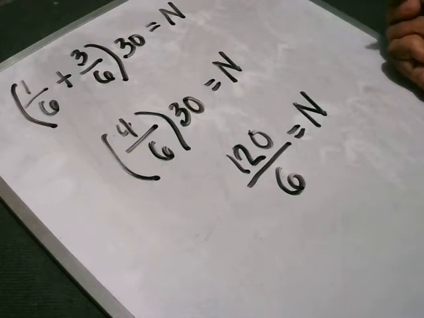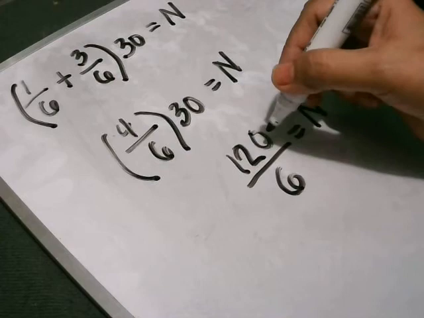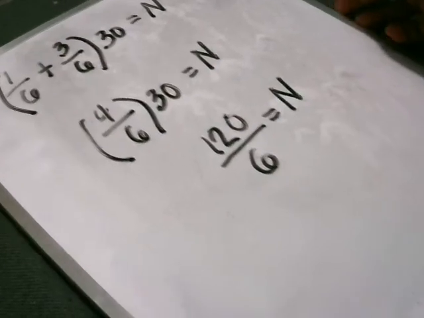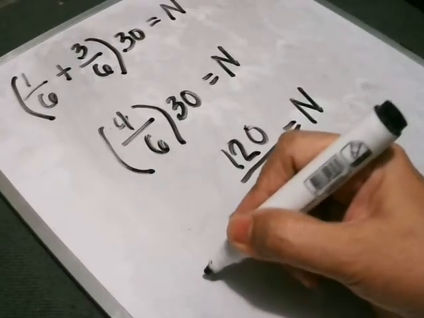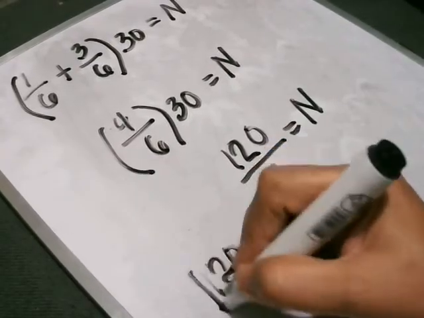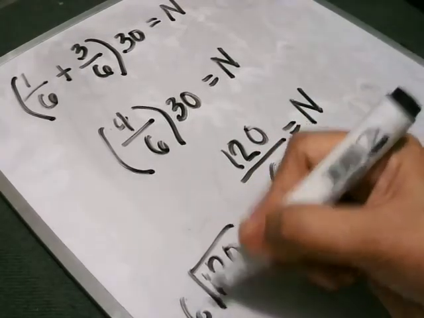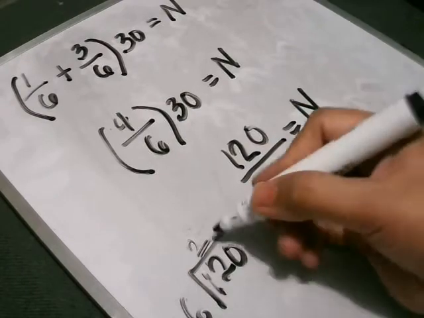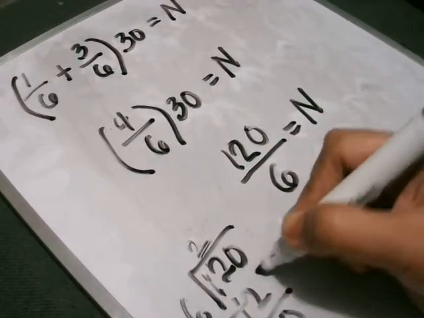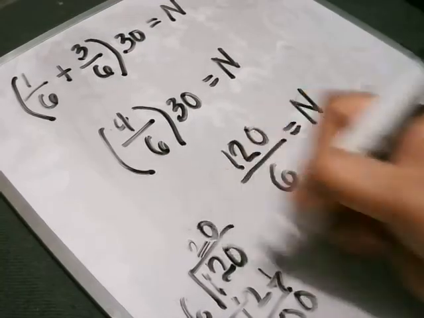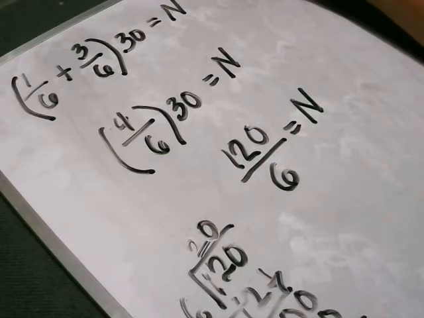How do we make the final answer for this? This is an improper fraction. Simplify it by dividing. So 120 divided by 6. Okay, so we have 12 divided by 6 equals 2. 2 times 6 equals 12. Then 0, bring down 0, 0 divided by 6 is 0. Okay, that's the long way of how we divide this.